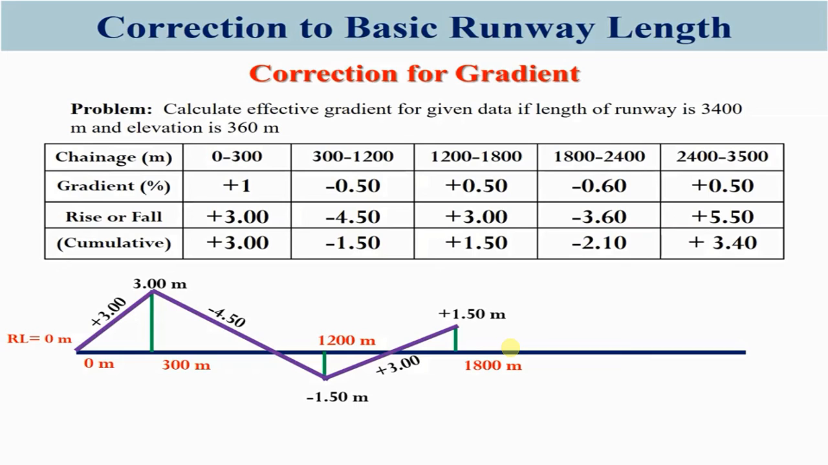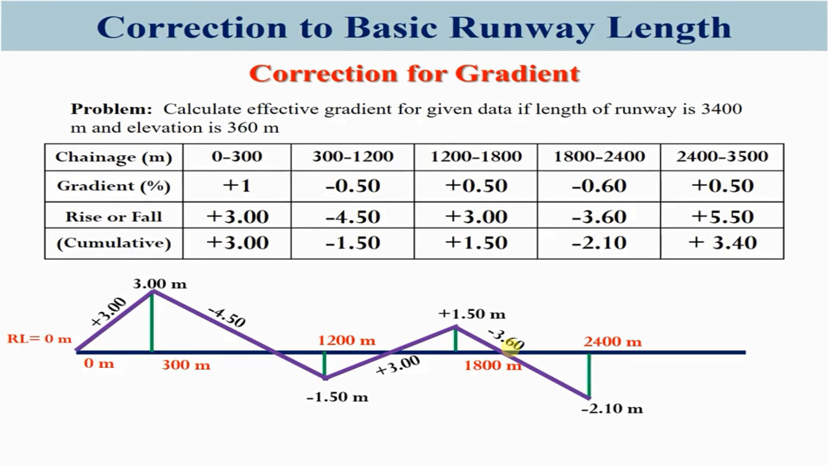Then again from 1800 to 2400, I am having a descending slope of 3.60. So 1.50 is my rise, but when I reach 2400, I will get a negative, or say descending, value of 3.60. So when I add minus 3.60 to plus 1.50, I am getting a value around 2.10. So when I reach 2400 meter, I will be having a descending gradient of 2.10 meter.